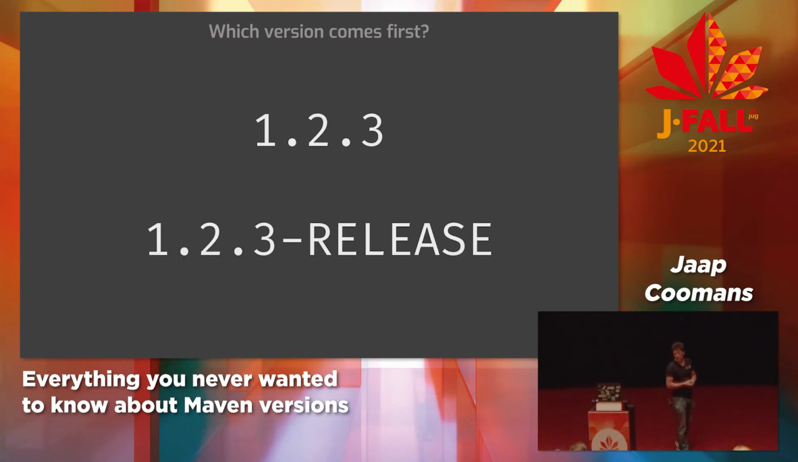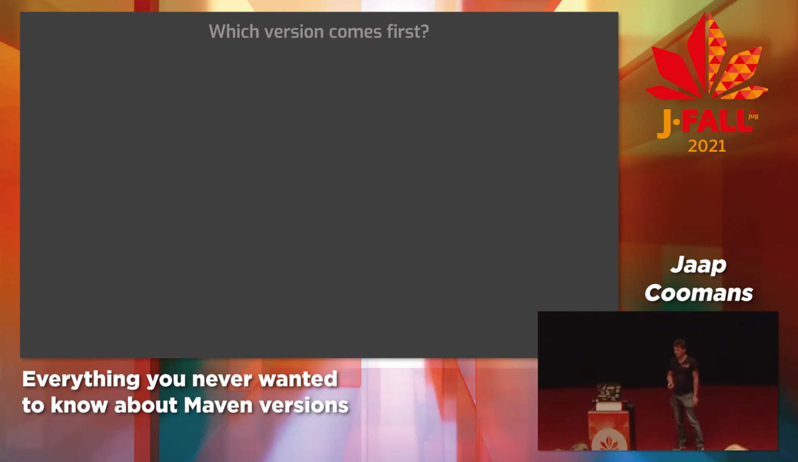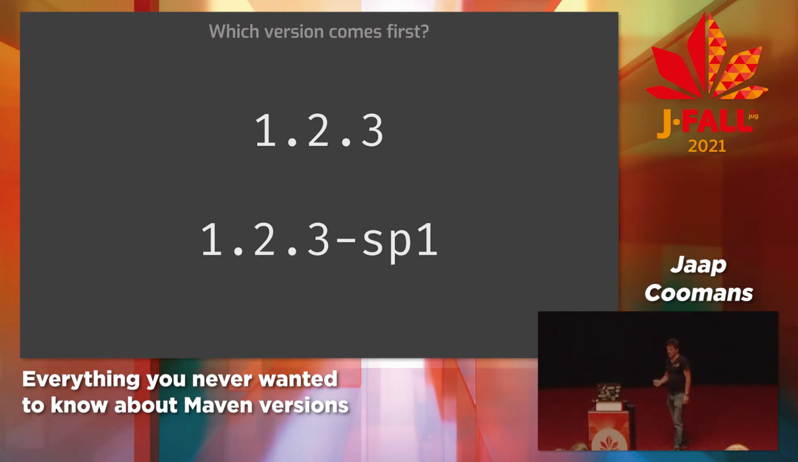Then another one, 1.2.3 versus 1.2.3-release. Anyone want to guess? The same, yes, exactly. Because, of course, release translates to empty string, and then you end up with the exact same versions. 1.2.3 versus 1.2.3-SP1. Anyone remembers? That one is the oldest because SP is the only well-known qualifier that comes after empty string.